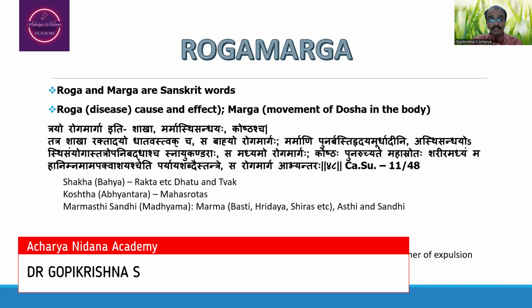Further, it is mentioned: Tatra Shakha Raktadayo Dhatavaha Tvakcha Sabahyo Rogamarga. The Shakha Rogamarga is also termed Bahya Rogamarga, which includes Raktadi Shadhatavaha as well as Tvak. Raktadi Shadhatavaha means Rakta, Mamsa, Meda, Asthi, Majja and Shukra, and Tvak means the skin. Why is Rasadhatu not mentioned? Because the assessment of the Rasadhatu is done on the examination of the Tvak itself. That is the reason Tvak is specified, not Rasadhatu.